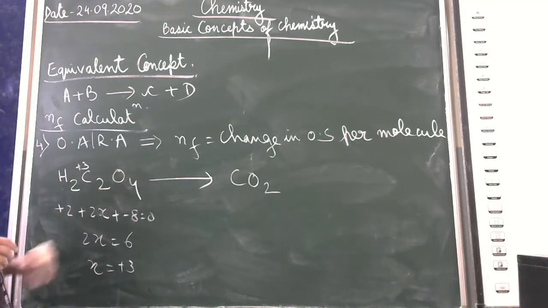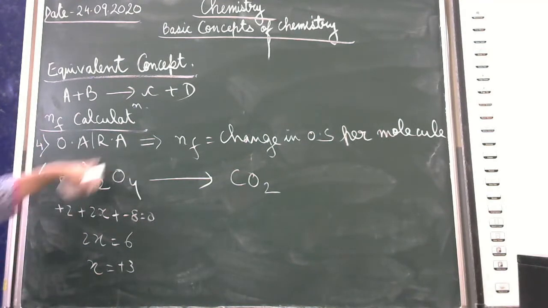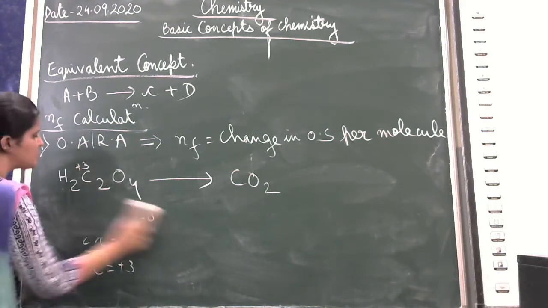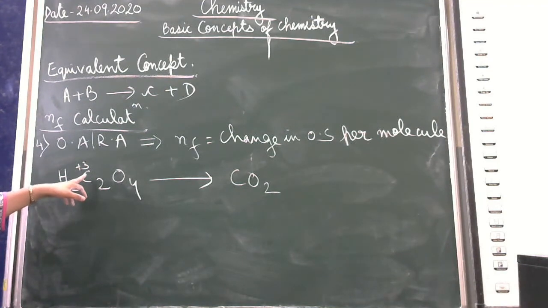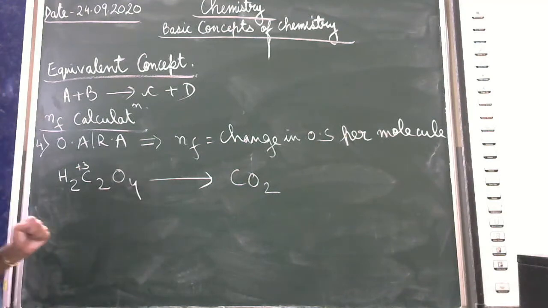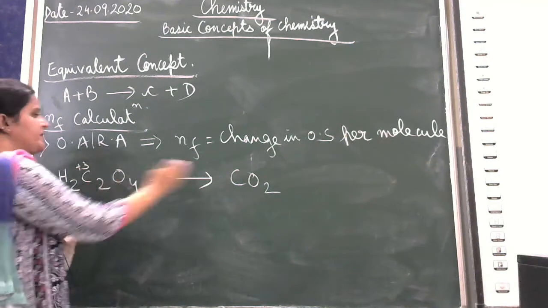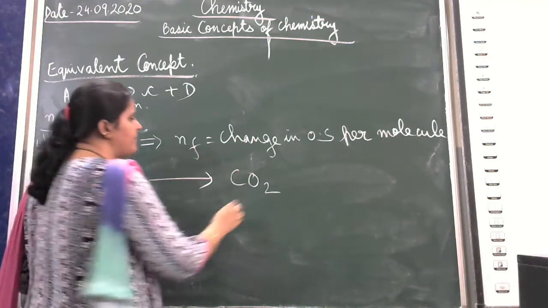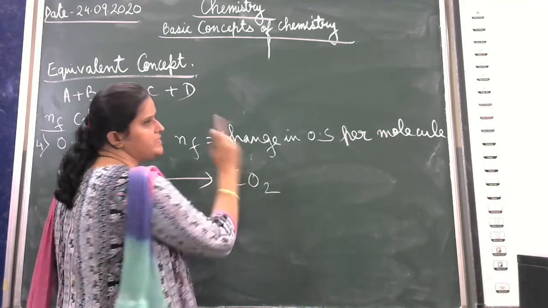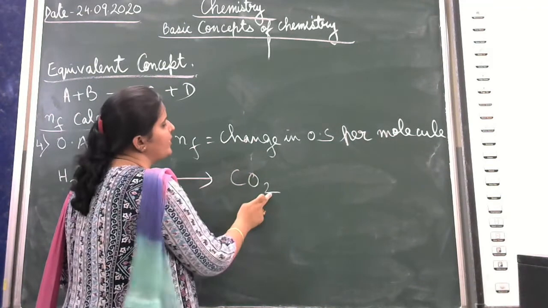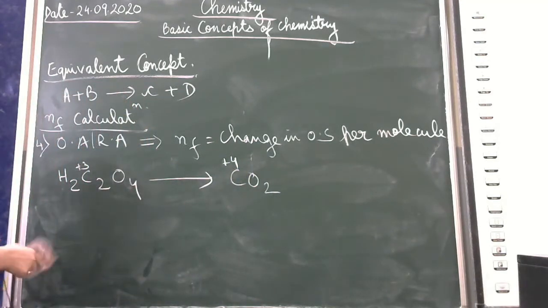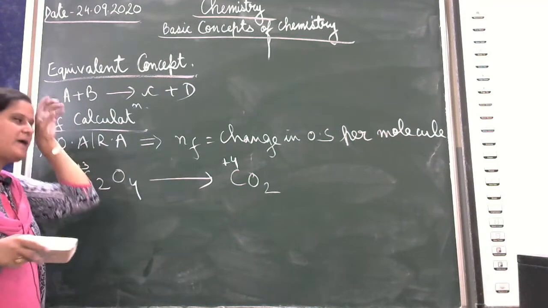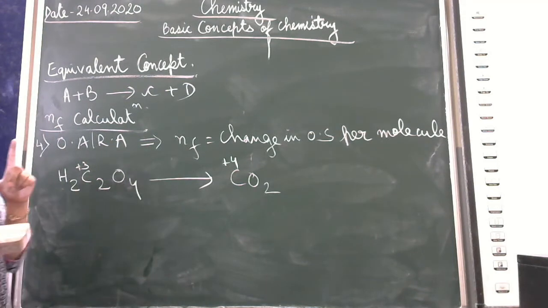Here, this oxalic acid is a reducing agent. So what will it do? It will reduce others and itself get oxidized. What is the oxidation state of carbon in the product? Here, oxygen is -2, and -2 into 2 is -4, so carbon becomes +4. So from +3 it is becoming +4. The change is 1.